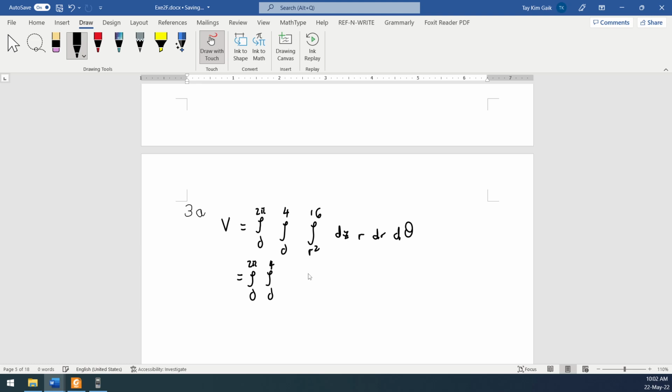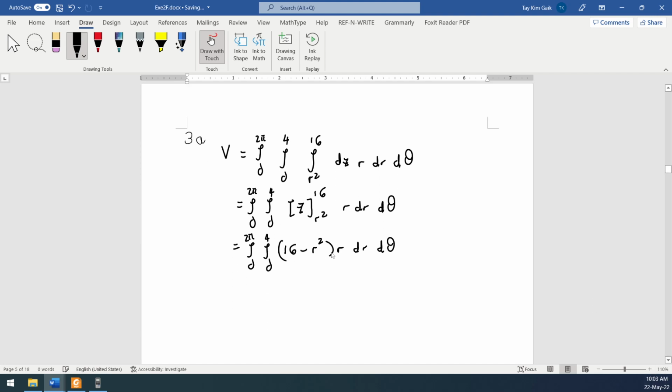You integrate 1 with respect to z, you have z. Put in the limits r squared to 16, then r dr d theta. So you have the upper limit 16 minus the lower limit r squared, multiplied by r outside, then integrate with respect to dr. Lastly, integrate with respect to d theta. Expand first before you integrate with respect to r. So you have 0 to 2 pi, integrate 0 to 4, 16r minus r cubed, dr d theta.